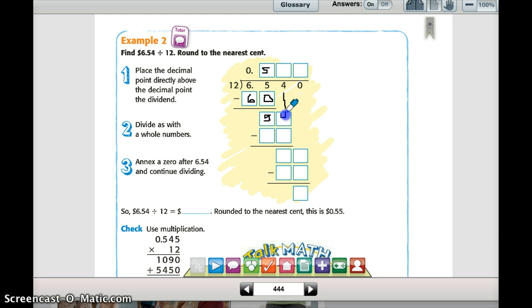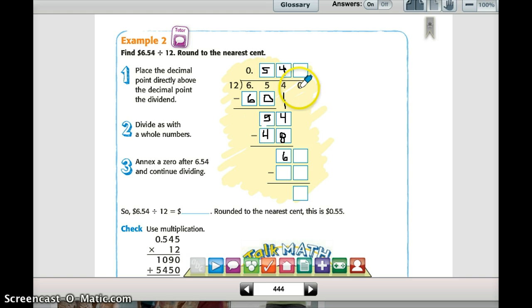And now I have 54. So how many times does 12 go into 54? So that would be 4 times, which gives us 48. So 54 minus 48 is our next step, which gives us 6. And now we would have a remainder of 6, but that wouldn't really make sense for a decimal. So we're going to annex a 0 here. So that's what it says over here in step 3.